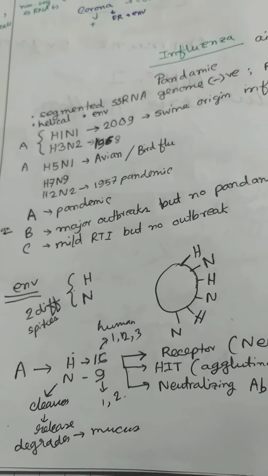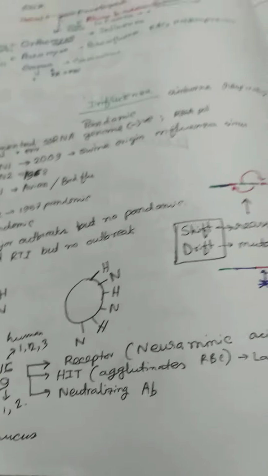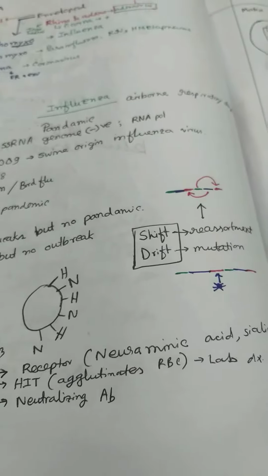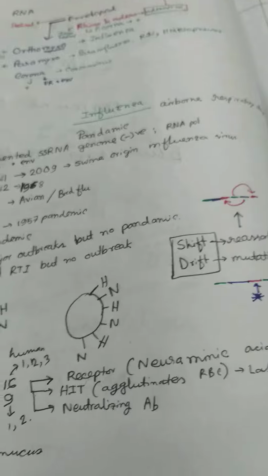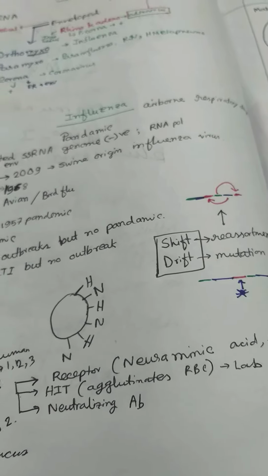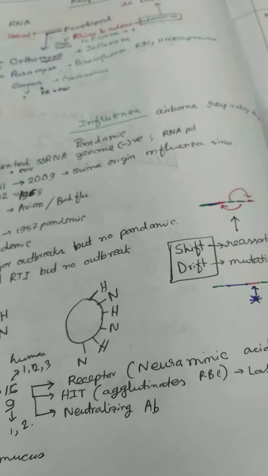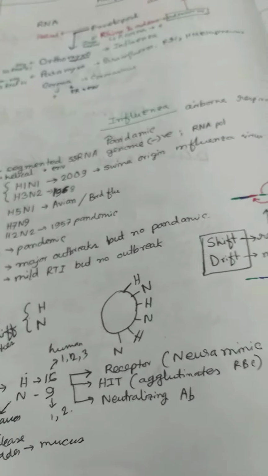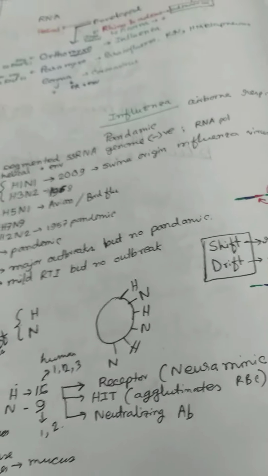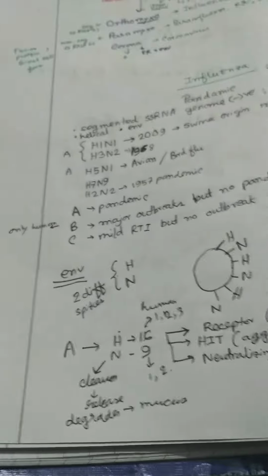Hemagglutinin has 16 types, and types 1 to 3 are important for human disease. It has three functions. It binds with the receptor on the host cell surface, that is the neuraminic acid receptor and sialic acid receptor. Hemagglutinin is also important for laboratory diagnosis as it agglutinates red blood cells, so it can be diagnosed by the hemagglutination inhibition test. And the most important thing is that hemagglutinin produces neutralizing antibody in our body. So the neutralizing antibody will neutralize the influenza in an immunocompetent person.